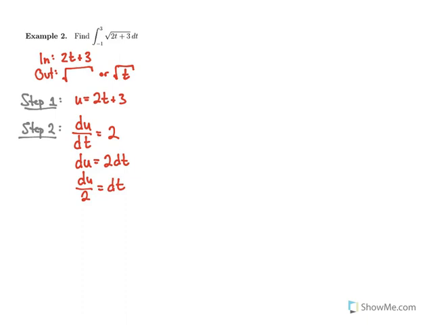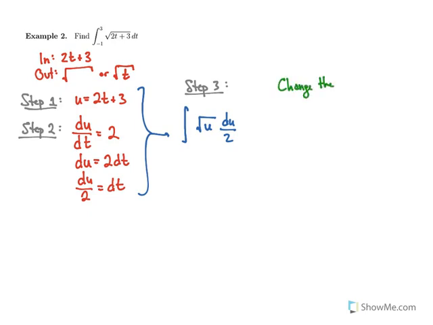and step 3, we're going to rewrite everything in the integral. So we're going to take all this nonsense, we're going to bring it in here to get square root of u du over 2, but we also have to deal with the bounds because these bounds are in terms of t, and we need to change the bounds in terms of u.